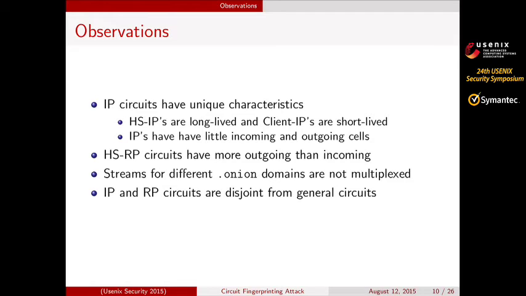Another observation, on a similar note, is that IP and RP circuits are totally disjoint from everything else, so they're special circuits and they're not shared. And finally, we also observed that the special circuits sometimes have particular starting cell sequences, meaning starting packets in the beginning. This is hard to demonstrate right now, so an example will show up later and make it clear what I mean by this exactly.